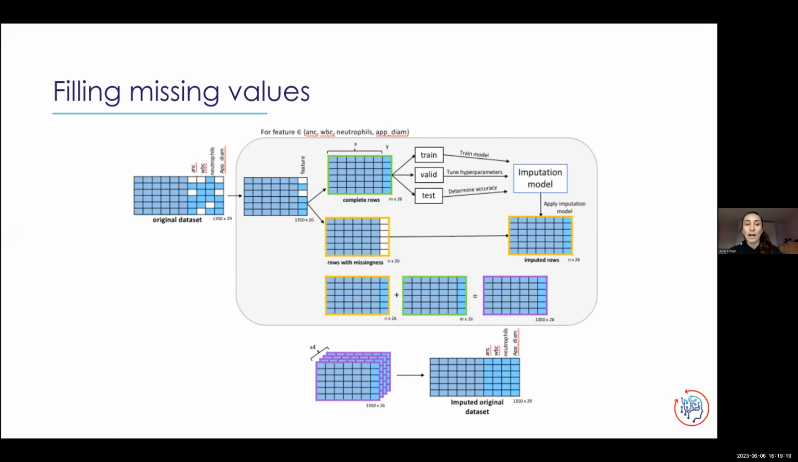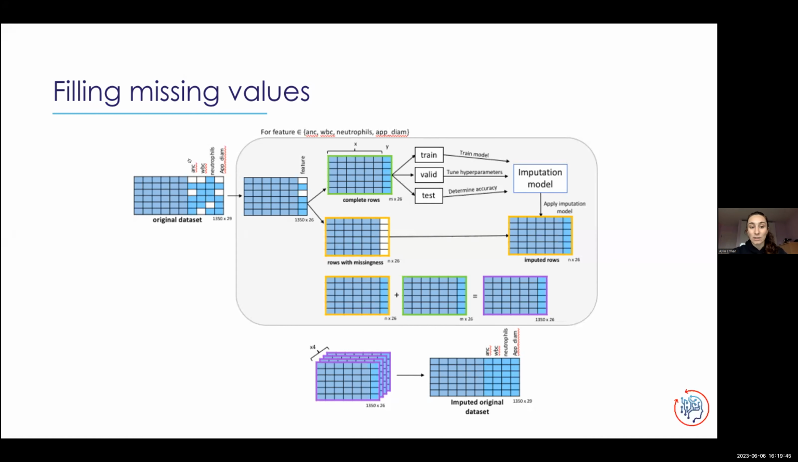So how did we actually fill in these missing values? Remember, there are the X values, which are variables that we're using to predict the Y value. Over here in our original data set, you can see that there are some features, or sorry, variables that have no missingness in them whatsoever. So these are our X values.